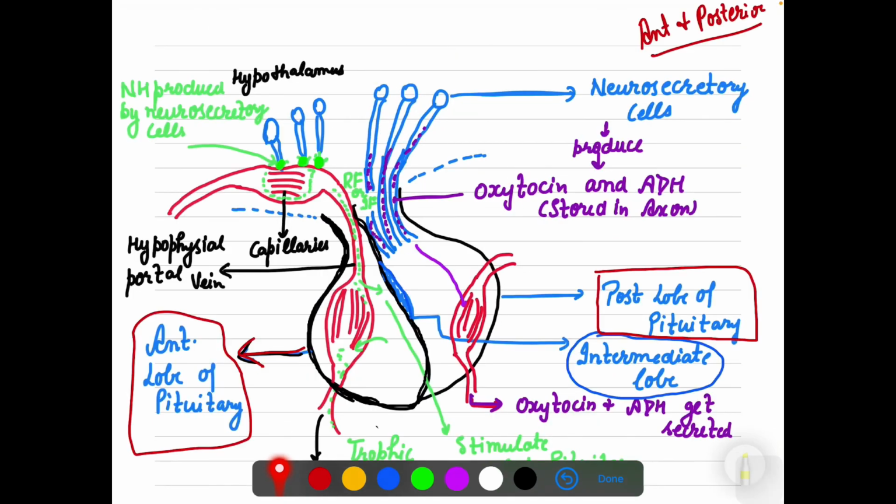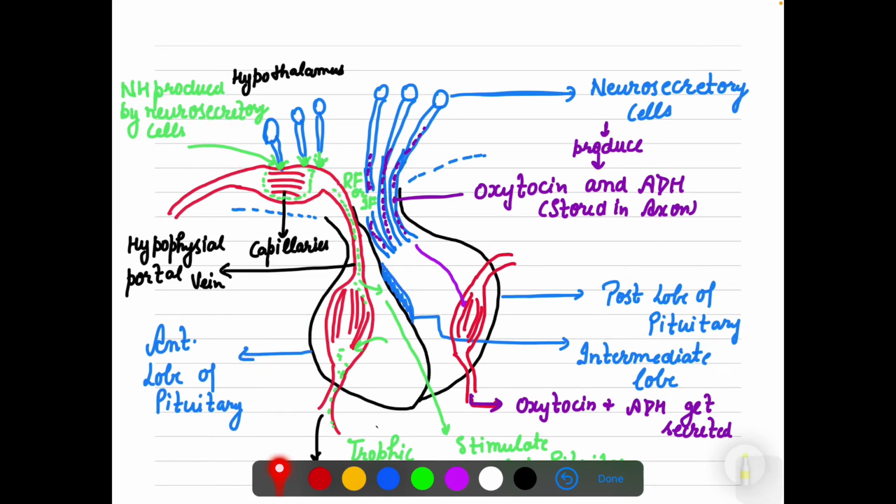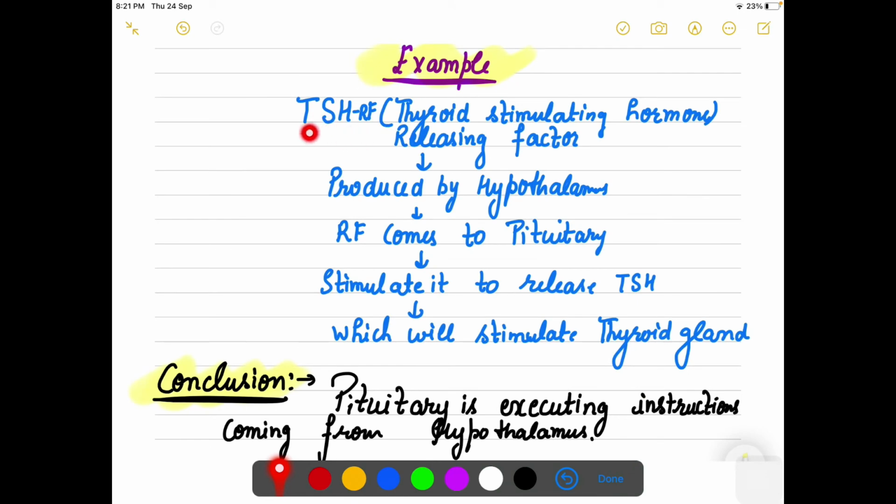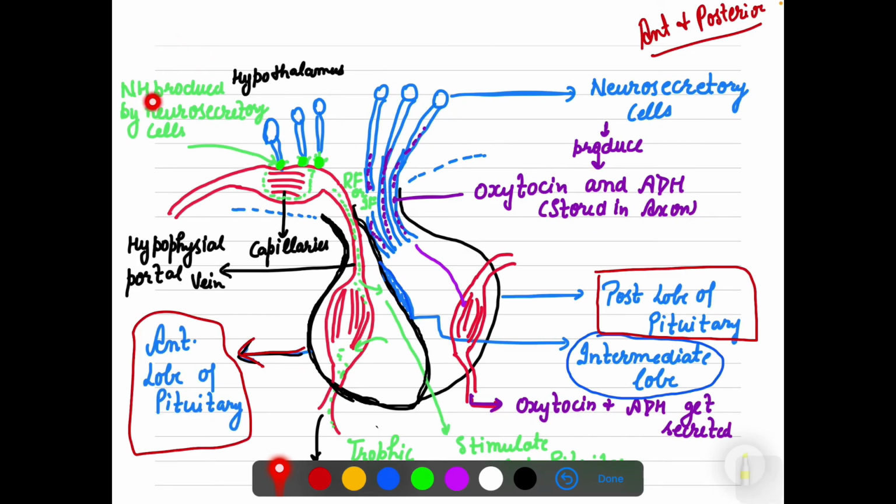Now, how to understand this? As I told you, neurohormones can be releasing factors or they can be inhibitory also. Like we talk about TSH, right? There is a thyroid stimulating hormone releasing factor. Who is producing them? Which hormone am I talking about here? TSH-RF, right, thyroid stimulating hormone releasing factor.